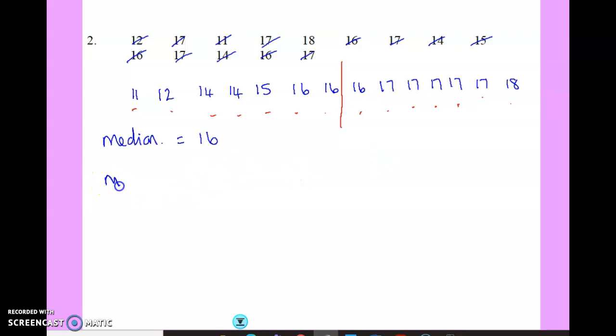The mode is the one that appears most often. The one that appears most often here is 17. So my mode would be 17.